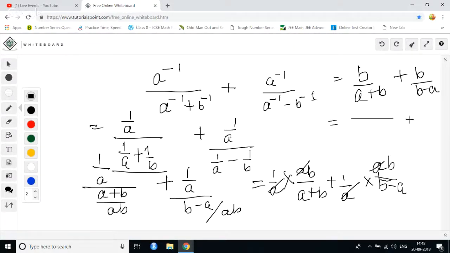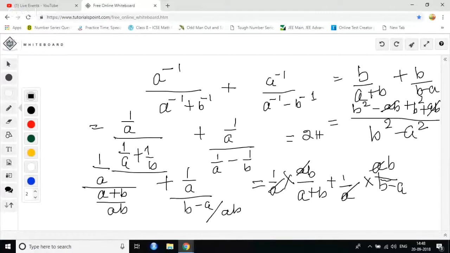So what is the LCM here? LCM would be b square minus a square. So this b would be divided by b minus a, so that would be b square minus ab, and this b would be divided by this a plus b, so that would be b square plus ab. So ab and ab gone, the answer would be how much? Answer would be 2b square divided by b square minus a square.